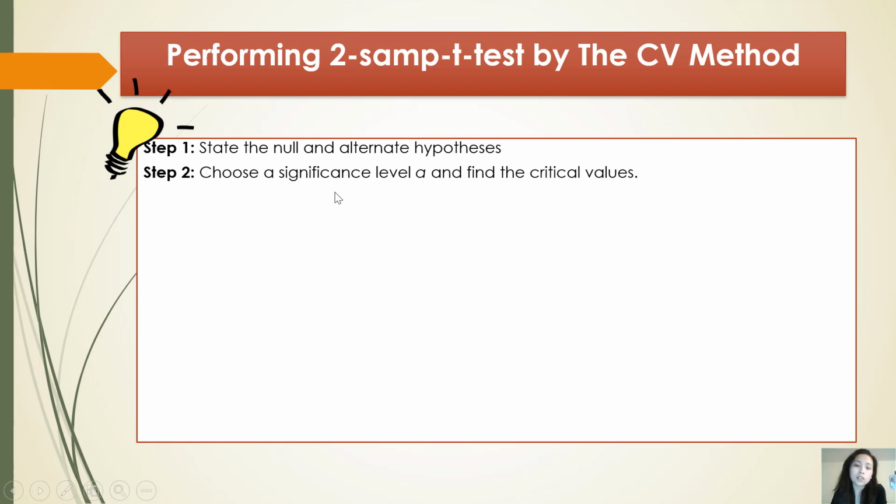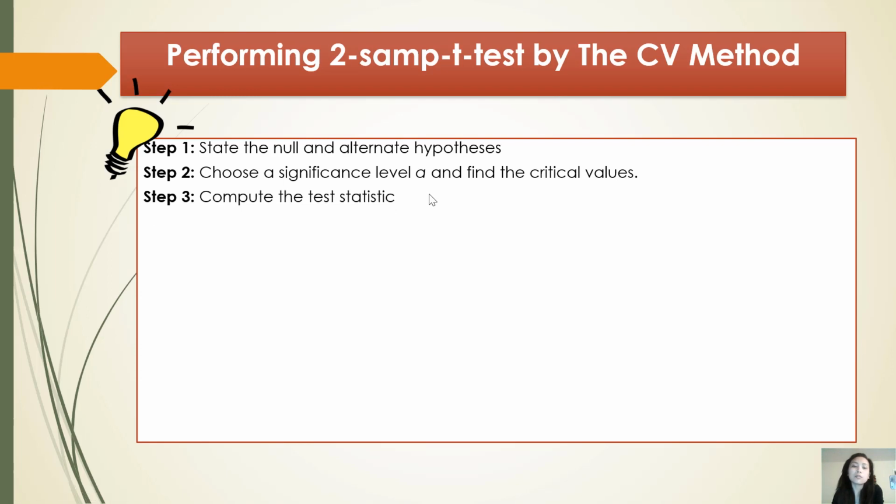Usually the significance level will be given on the test. However, even if it's not given, we usually take alpha equal to 0.05, because remember, an event is called unusual if its probability is less than 0.05. That is where the 0.05 comes from.